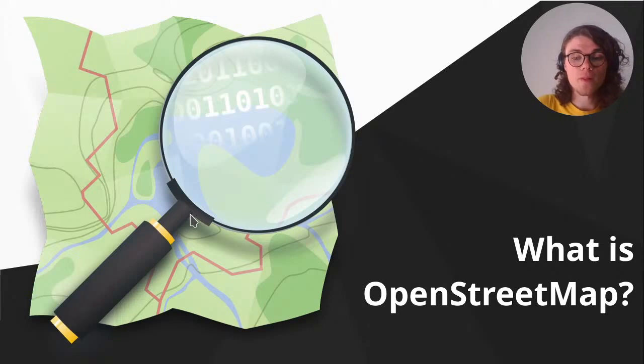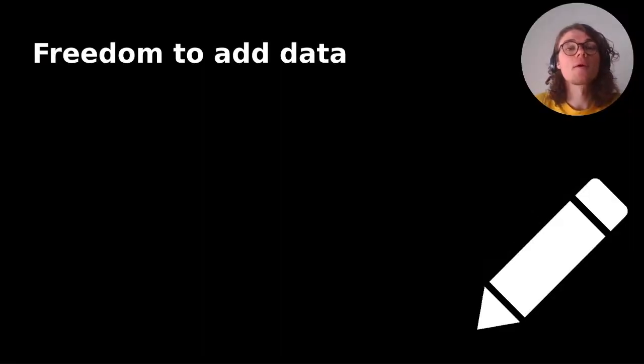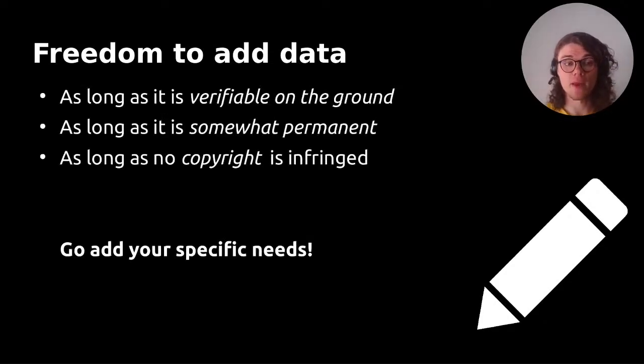Furthermore, all this data can be reused. That's also a very important aspect of OpenStreetMap, together with the freedom to add data. So everyone can add whatever they want, as long as it's verifiable on the ground, it's somewhat permanent, and you don't copy it from a copyrighted source, such as Google Maps or any other map out there. Why is that so awesome?